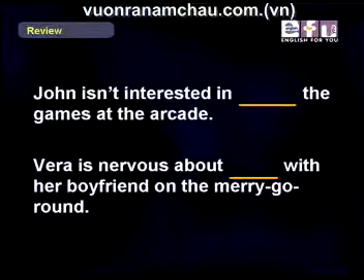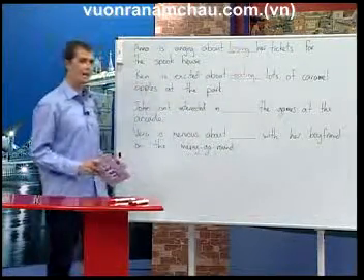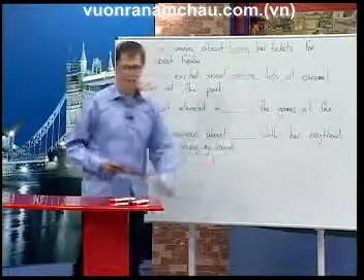Monica. John isn't interested in something the games at the arcade. And the second one, Vera is nervous about something with her boyfriend on the merry-go-round. John isn't interested in the games at the arcade, and Vera is nervous about with her boyfriend on the merry-go-round. Okay. John isn't interested in playing the games at the arcade. Good.